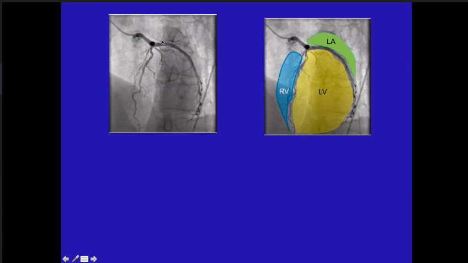One, the heart is ovoid in shape. Two, the spine is always visible. Whatever be the degree of field cutting you do, the spine will always be visible. The spine is going towards the left of the heart. Therefore, this must be LAO view. Now, how much LAO view? Very little of the heart is behind the spine. And therefore, this must be quite a steep LAO view.